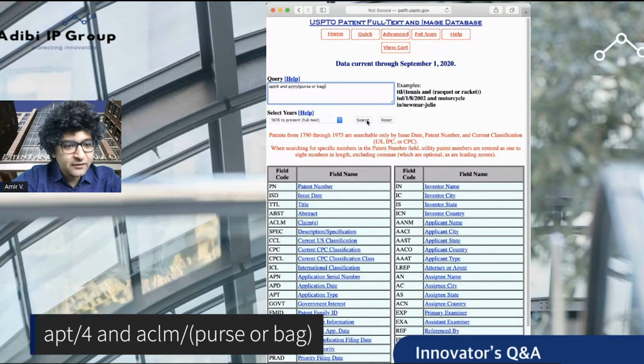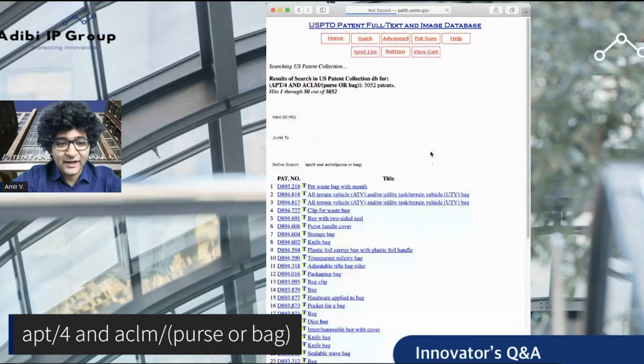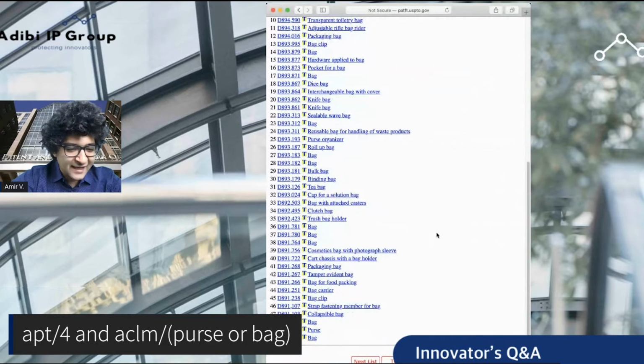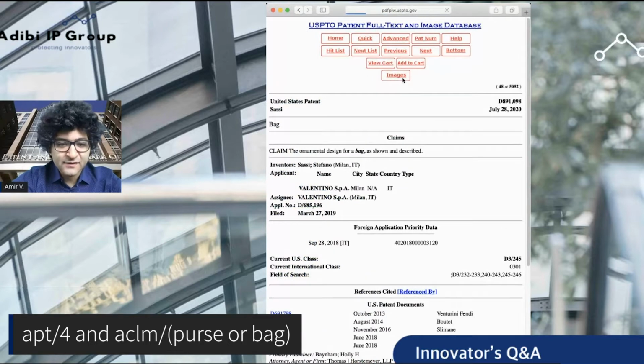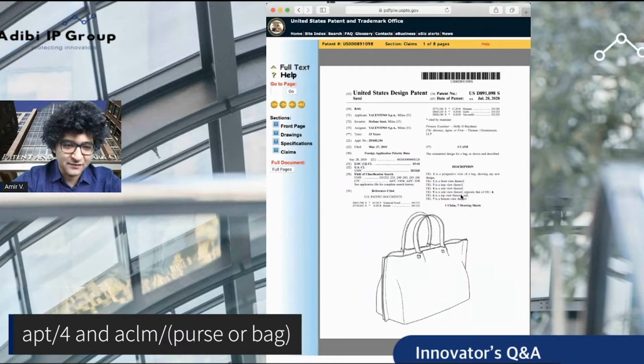So let's see what we find. Let's see what comes up. I imagine we're going to get a lot of hits. Yeah, we have over 5,000 hits, and there's all kinds of bags. Now, some of these may not be actually fashion related. For example, I saw a pet bag earlier. This one is obviously okay. This is definitely a fashion bag.